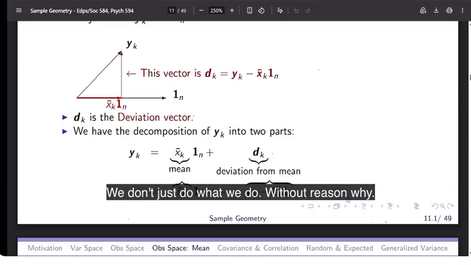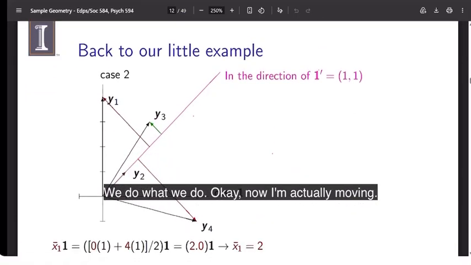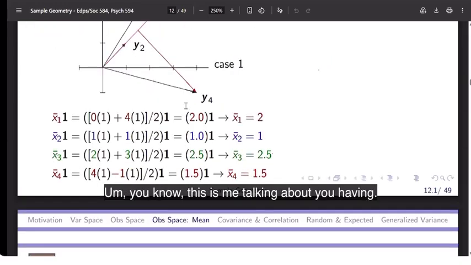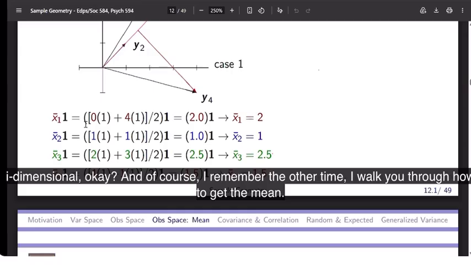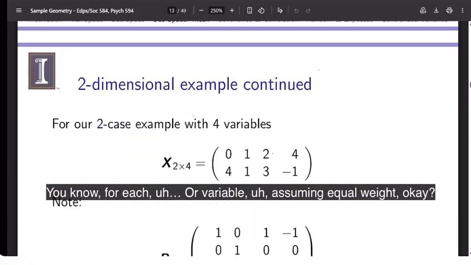Okay, now I'm moving on. This is just to showcase this image, talking about you having a one-dimensional case. And of course, I remember the other time I walked you through how to get the mean for each variable, assuming equal weights. So I think I explained that the other time.